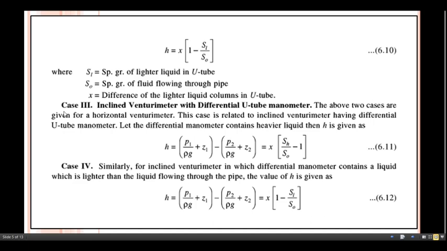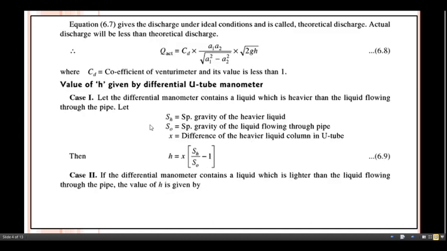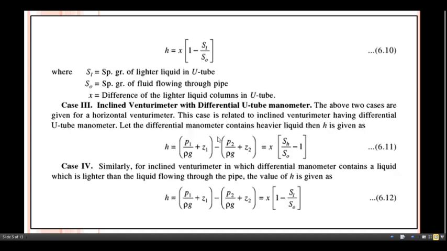In the third case, if I consider the inclined Venturimeter with the differential U-tube manometer, the above two cases are given for the horizontal Venturimeter. This case is related to the inclined Venturimeter having a differential U-tube manometer. Let the differential manometer contain heavier liquid, then H is given by, similar to case number 1, but here we have considered the inclined Venturimeter.